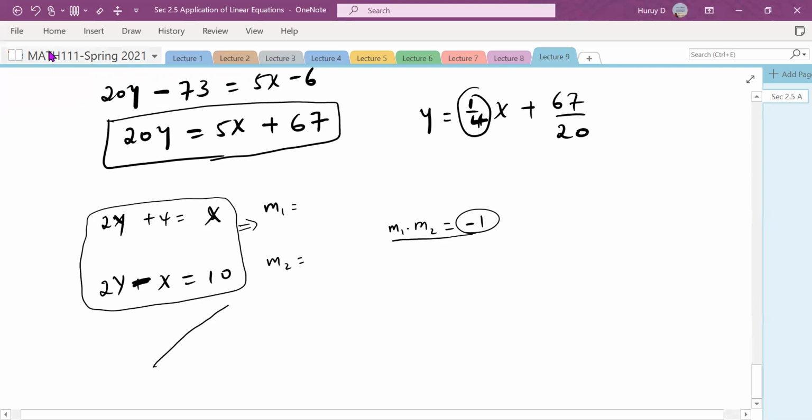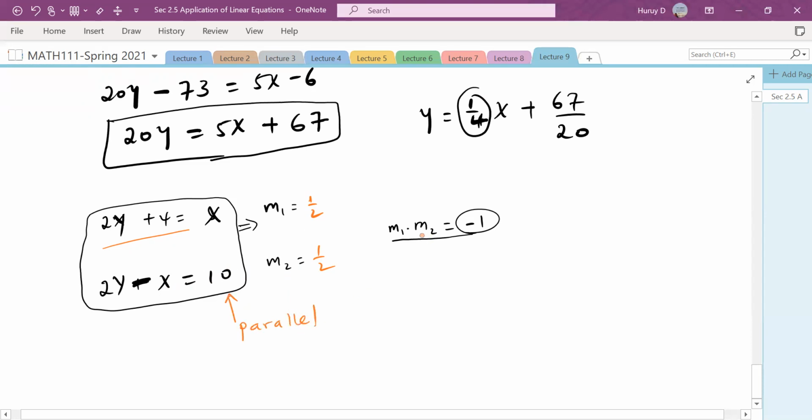So that's how you can use the properties of slopes of perpendicular and parallel lines. In this case, for example, if you rewrite this one in slope-intercept form, M1 will be half. And here, if you write the equation in slope-intercept form, M2 will be half. Since they have the same slope, the two lines are parallel.